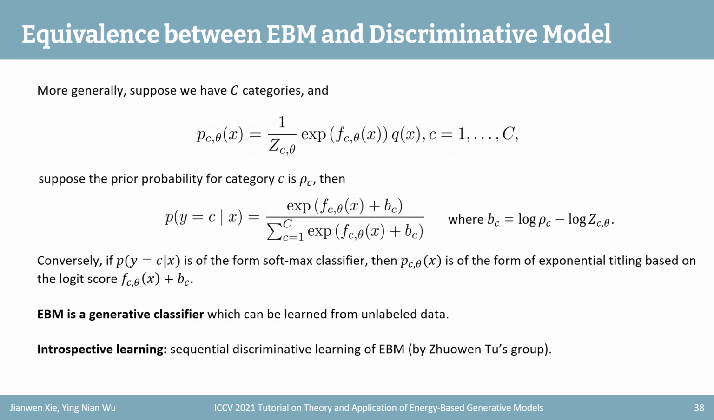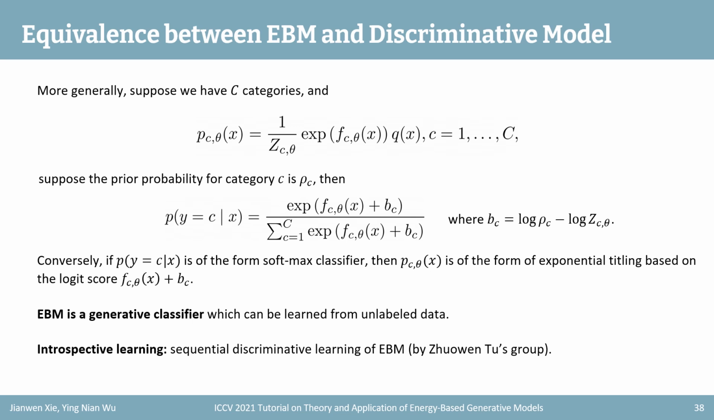More generally, suppose we have C categories. Each category corresponds to one energy-based distribution. f with subscript c are C networks that may share the same body but with different heads.